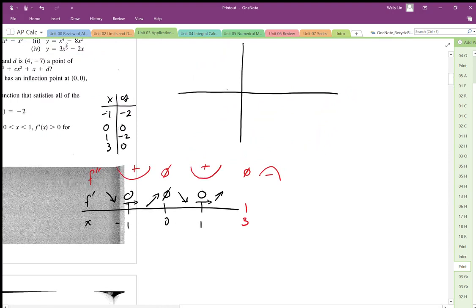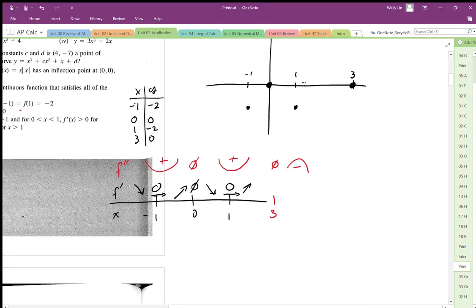And -1, -2, maybe about here. Maybe I'll just draw it a little bit over. -1, and +1, -2, so maybe a point about here. 0, 0 is a coordinate, so there's something happening there. And at 3, there's also a 0. At x equals 3. Okay.